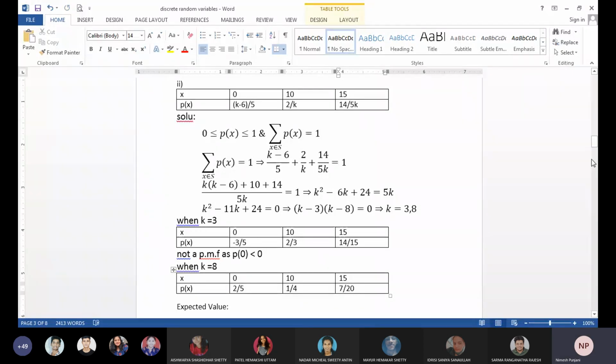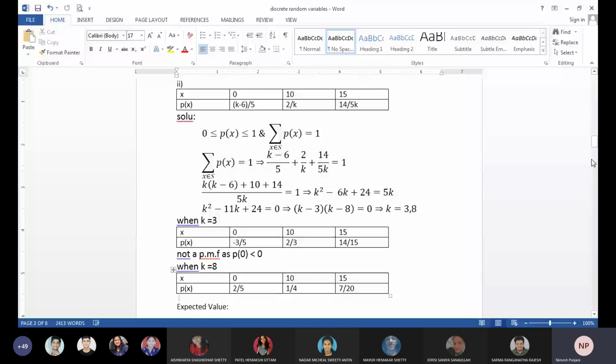Now check whether it satisfies both properties or not. So all of them are between 0 and 1. You can clearly see 2 upon 5 is 0.4. 1 upon 4 is 0.25. 7 upon 20 is greater than 0 but less than 1. So all three values of my p of x are between 0 and 1. So the first property is satisfied.